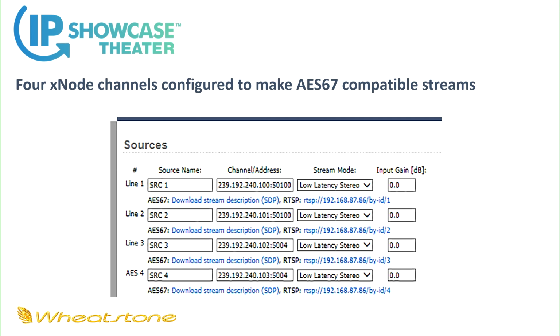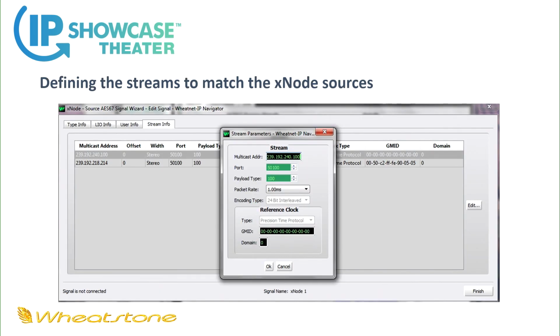Here we're testing receiving from multiple ports. So 2 of these streams are set to 5100. 2 of them are set to the AES67 standard port of 5004. Once we did that, we could create sources in Wheatstone IP that represent these X node streams.